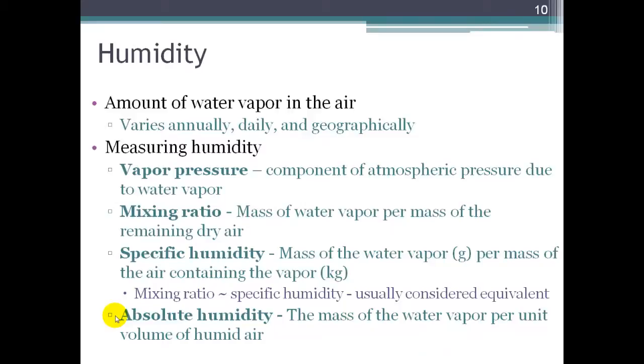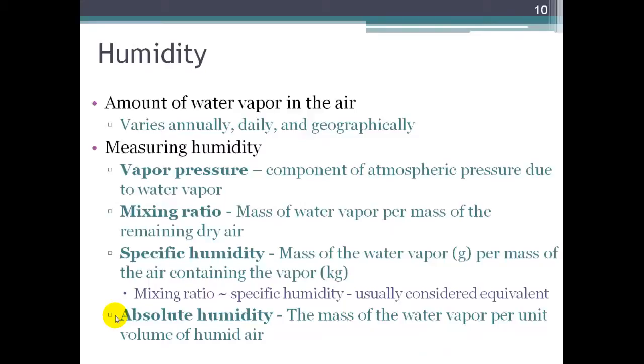Humidity is measured in a number of ways. Through vapor pressure, which is the component of atmospheric pressure due to water vapor, so how much pressure is exerted by water vapor in the atmosphere. Mixing ratio, which is the mass of water vapor per mass of the remaining dry air.